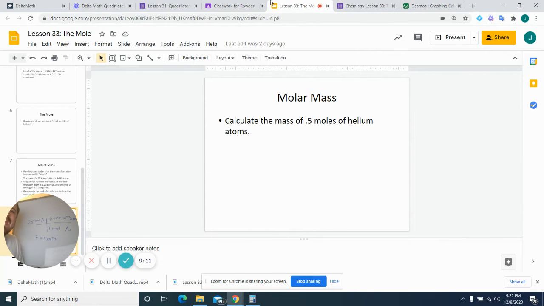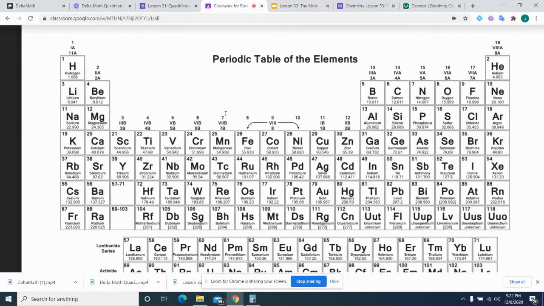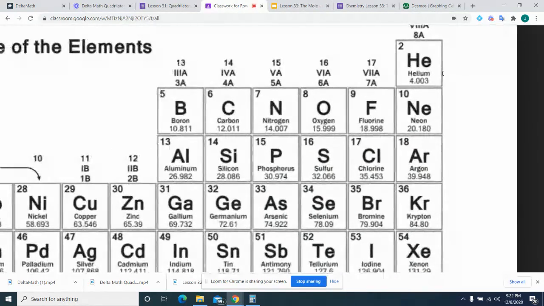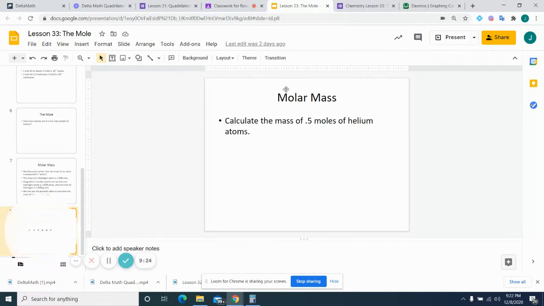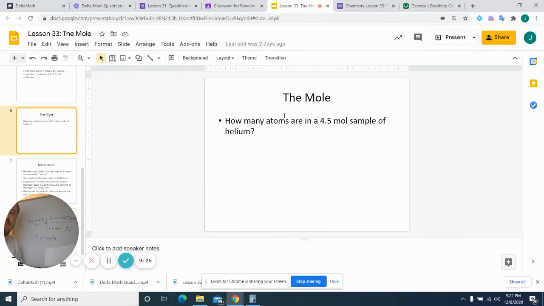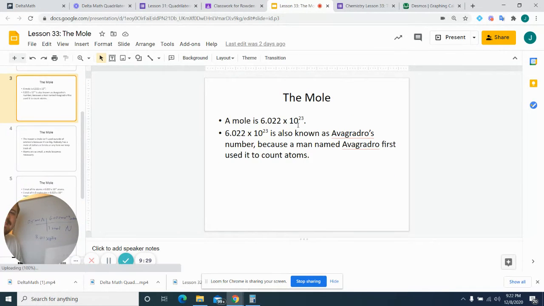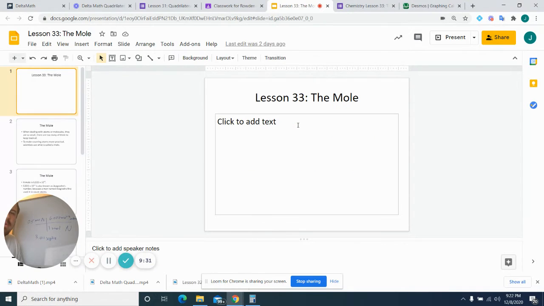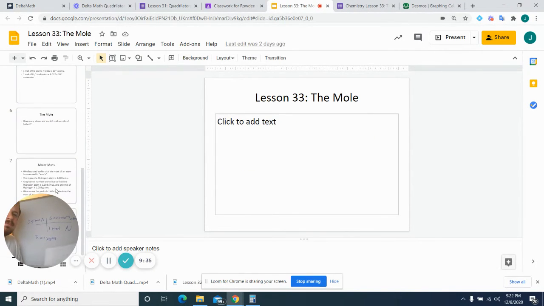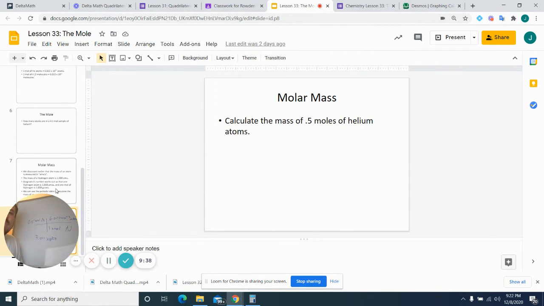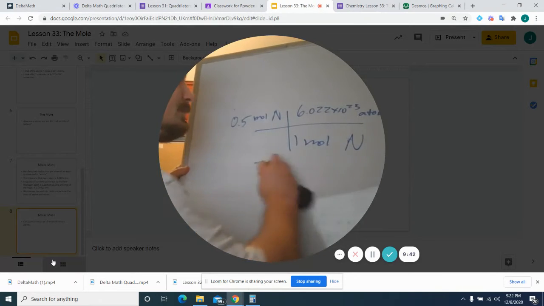When you need to find mass, you're going to look here and find helium. So this tells me 1 mole of helium is 4.003 grams. Let's go back to where we were. So when we want to find the mass of 0.5 moles of helium, it's going to look like this.